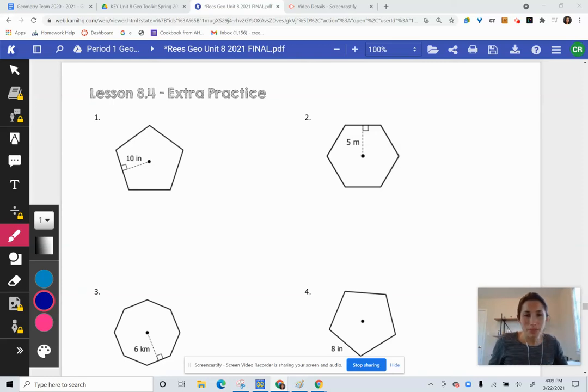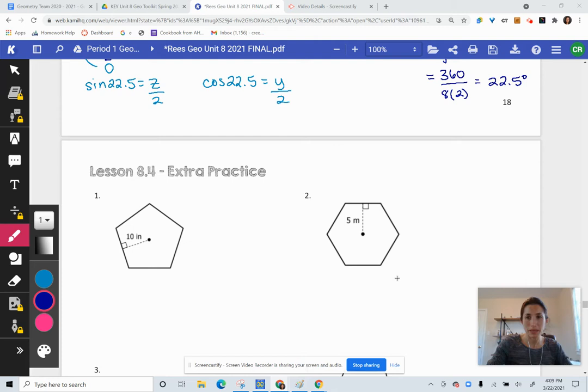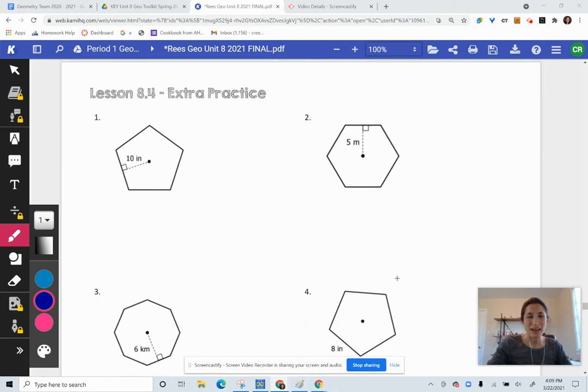Hi, it's Miss Reese. I'm going to be going over a few problems on page 19. This is just some extra practice of the problems finding the area of regular polygons. This time you're just given one measurement and you have to use trig to find another measurement.